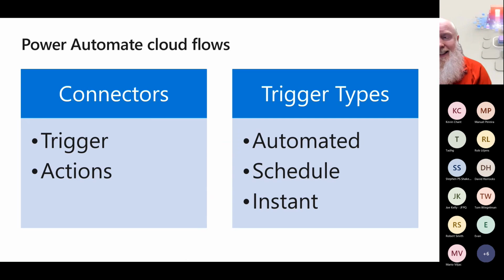And the other is instant. Instant typically means they're run manually. So we've got this concept of a button flow, where I can have a button on my mobile, which when I tap, it'll launch a flow. Or there's other ones. The other way we use instant flow is to call the flow from something else.